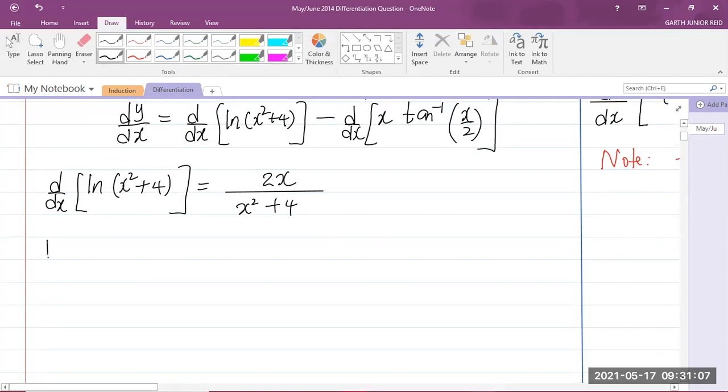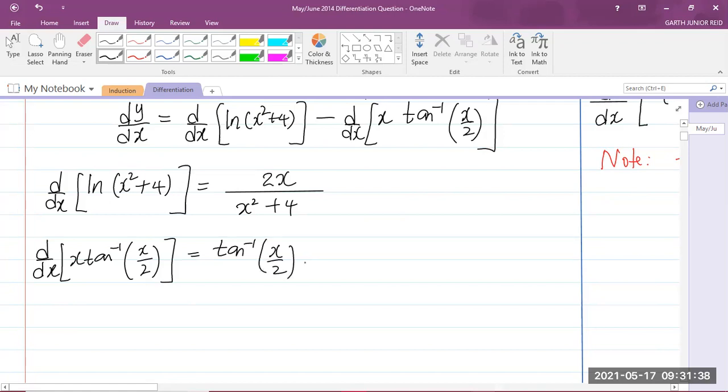Okay, let us do the other one now. So we want to find the derivative of x tan inverse x over 2 with respect to x. I'm going to use the product rule here since I have two functions of x being multiplied together. So that will be equal to what? v times du by dx. In this case, v is the tan inverse of x over 2.